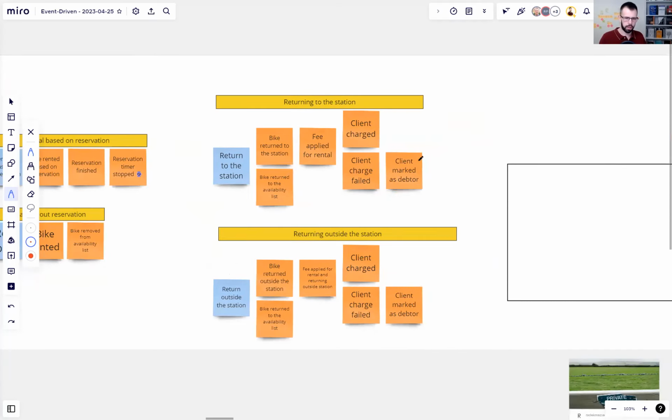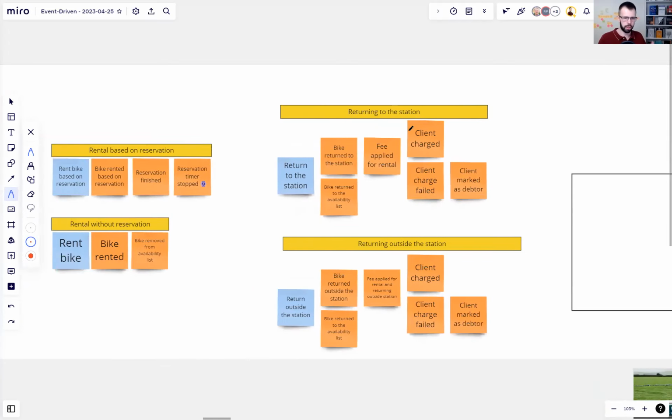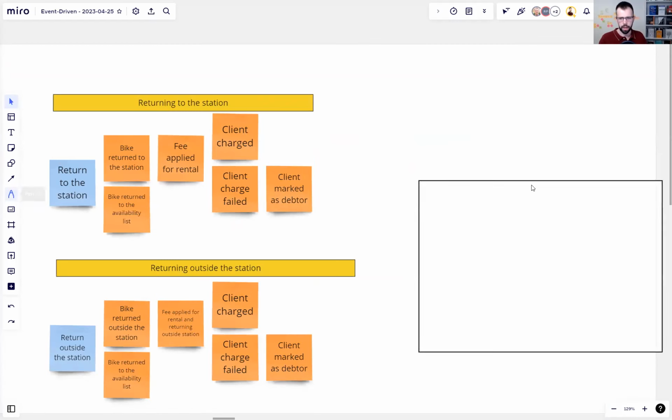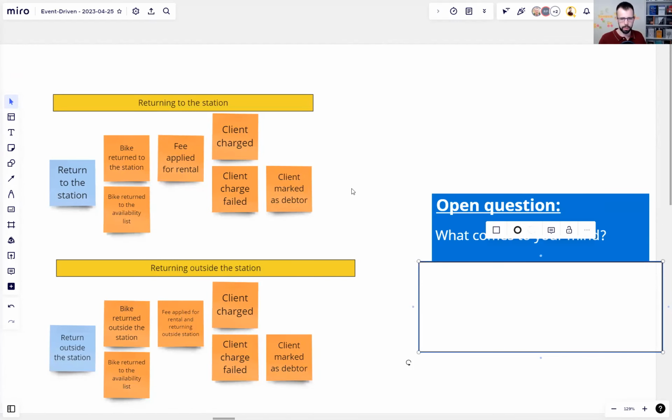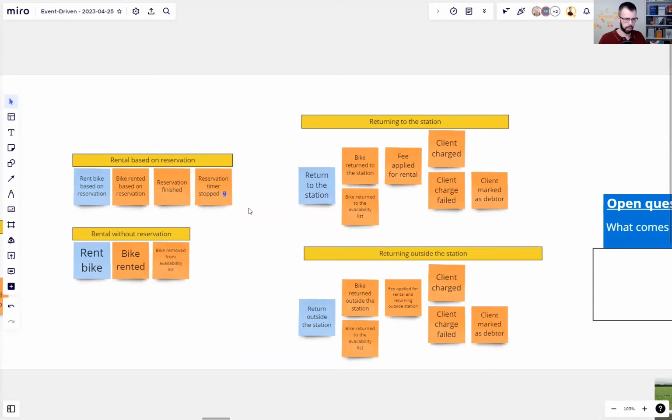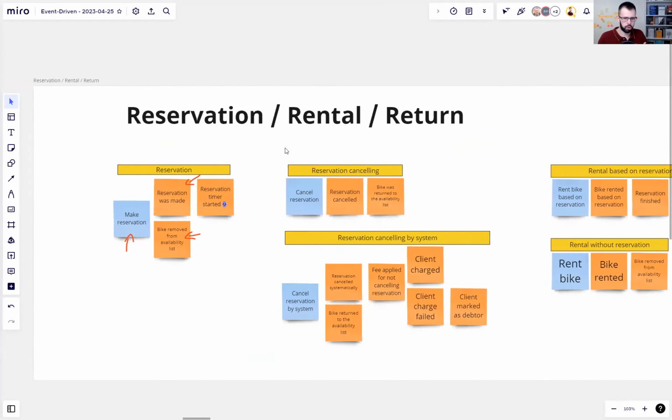So as you can see here, you have different processes, different depths of the process. And I have an open question to you. What comes to your mind when you see these processes? What kind of thing do you see in this process? What are your thoughts about it?